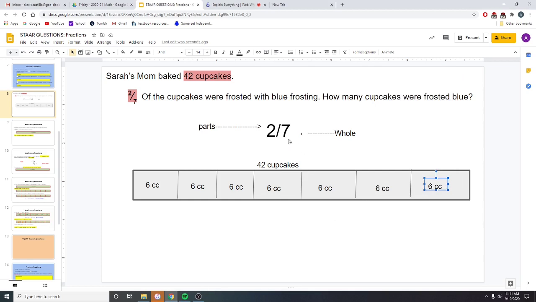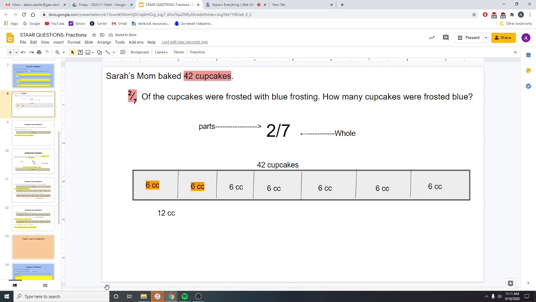Okay. The 2 up here represents the parts we need to take. Well, there are 7 parts. Let's just take 2. I'm going to take this one. I'm going to highlight it orange so you can see. And I'm going to take this part as well. I took 2 of the parts. 2 of these parts together is 6 plus 6. In total, they give me 12 cupcakes.